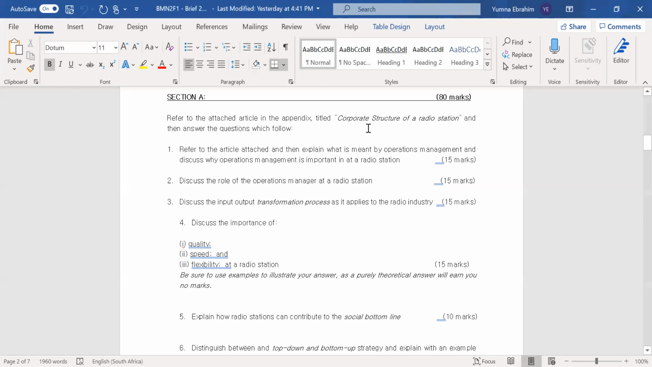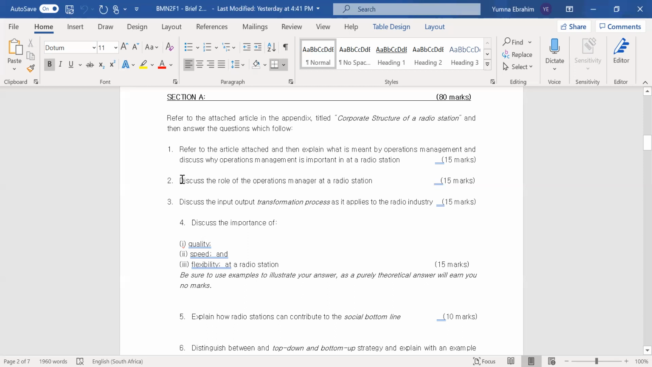As I said, this is where your research on how a radio station works will come in, because you'll be able to give me specific examples of why it's important in a radio station. Please don't give me purely theoretical answers. As I said before, it's second year NQF level 6. You have to show more depth of analysis.